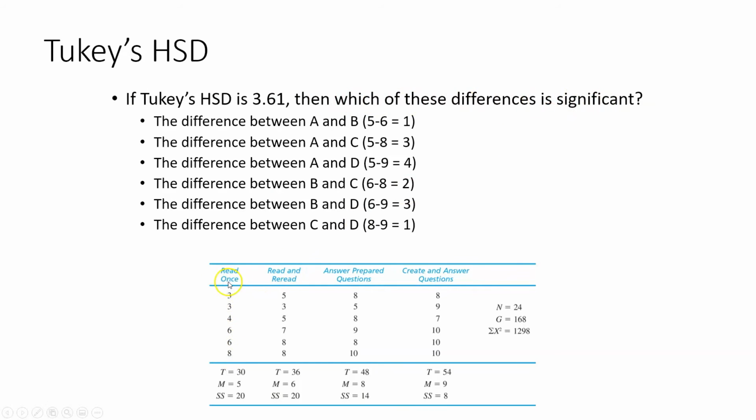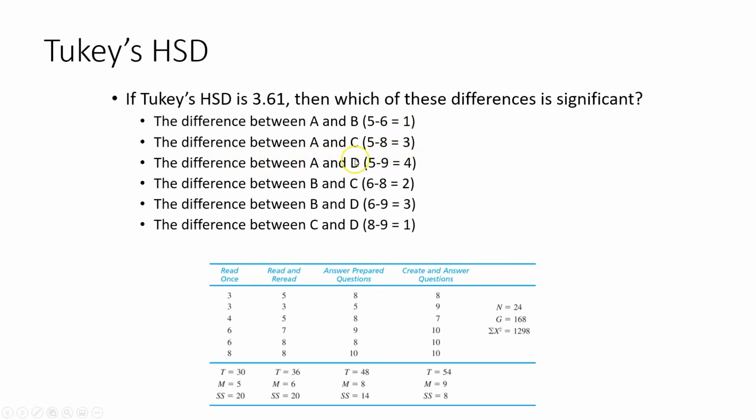Group 1 minus group 2 is a mean difference of 5 minus 6, or a difference of 1. I'm not putting the negative values here because it doesn't matter whether we subtract the second minus the first or the first minus the second. I'm taking the absolute value because I just want to know how far apart the two means are, and they're one distance apart, 1 unit apart. The difference between A and C, which is 5 minus 8, that's a difference of 3.